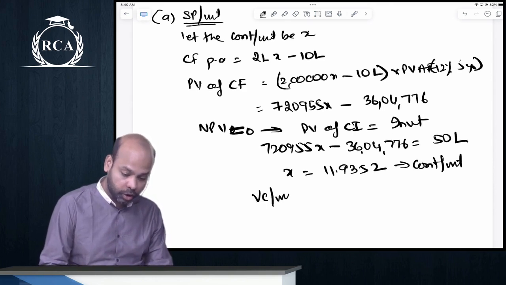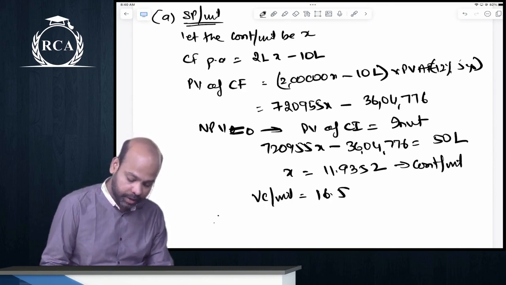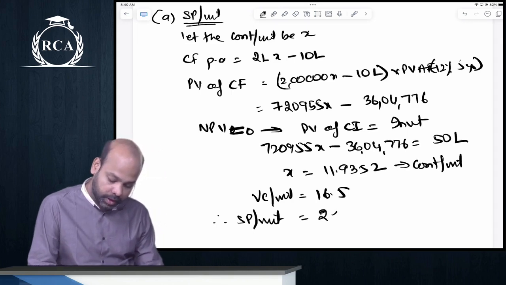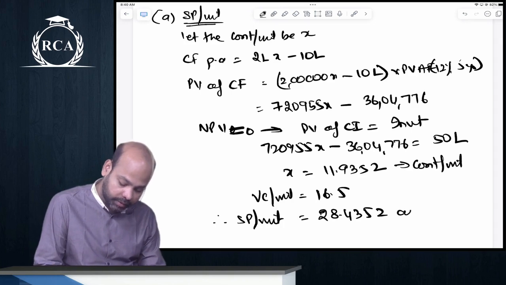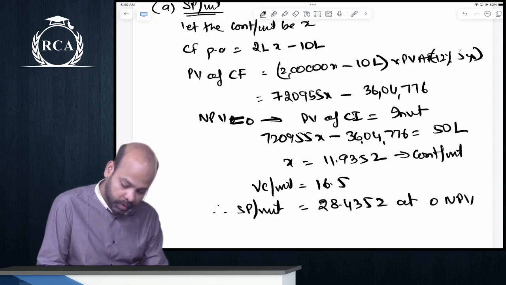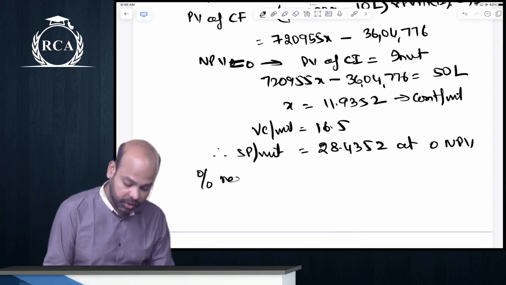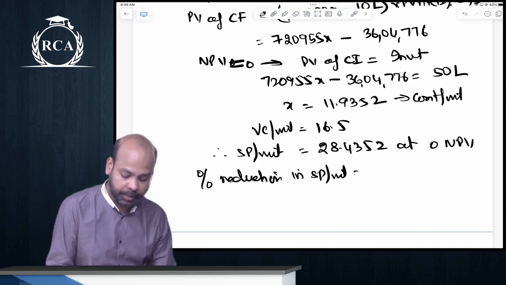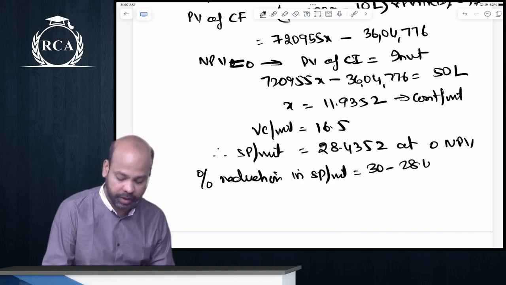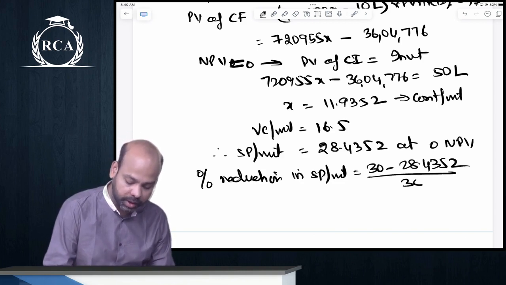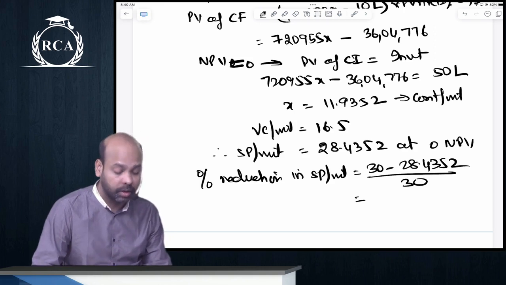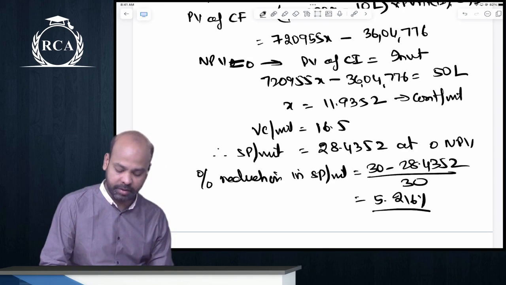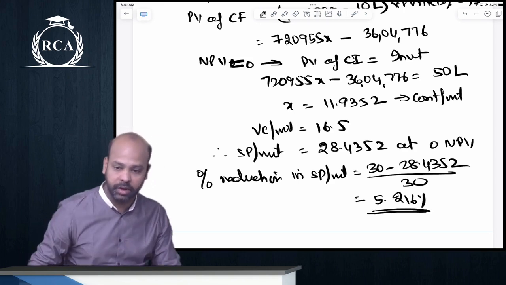What is your variable cost per unit beta? 16.5. Therefore, selling price per unit, guys, will be 28.4352 at 0 NPV. What is the percentage reduction in selling price per unit? Your existing selling price is 30 rupees, beta. 30 minus 28 point... whichever method you follow, the answer should not change. 5.21216%. Whichever method you follow, the final answer is only this, 5.216.